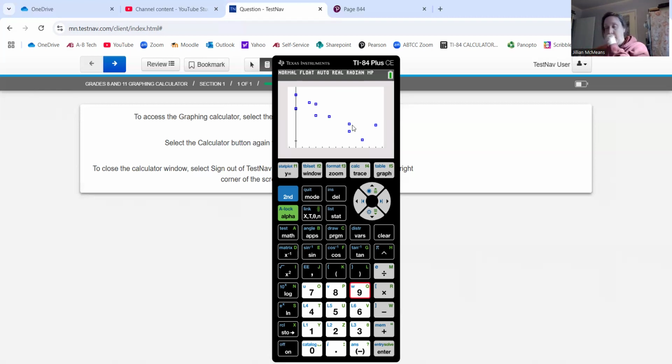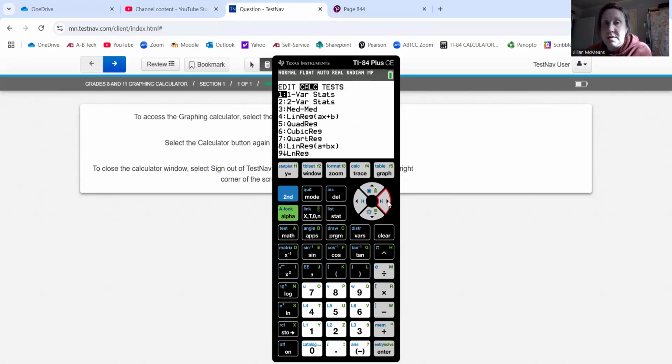Now what we want to do, sorry, this has been a lot of talking today, is get the calculator to calculate the correlation coefficient and the equation for the line of best fit, okay? So we want to go back to stat. We want to go over to the calculate menu, so we're going to hit the right arrow once. We want to go to LinReg ax plus b. Make sure you do option 4, okay?